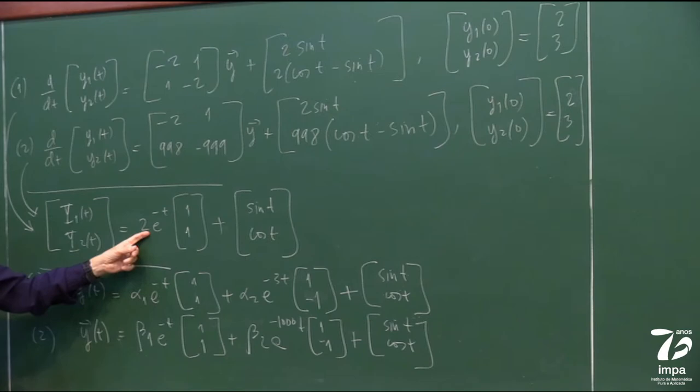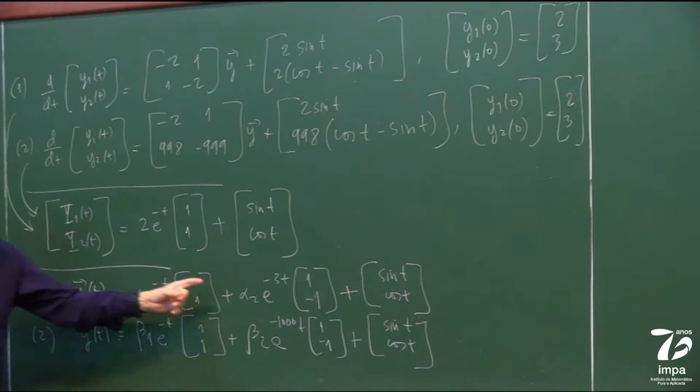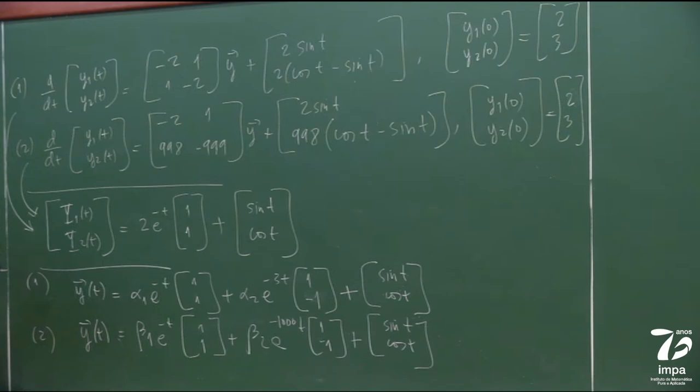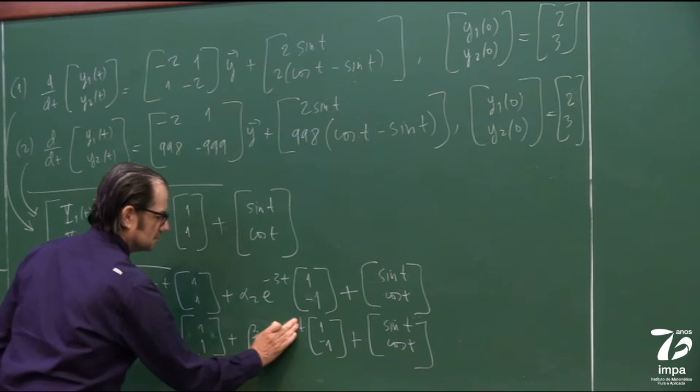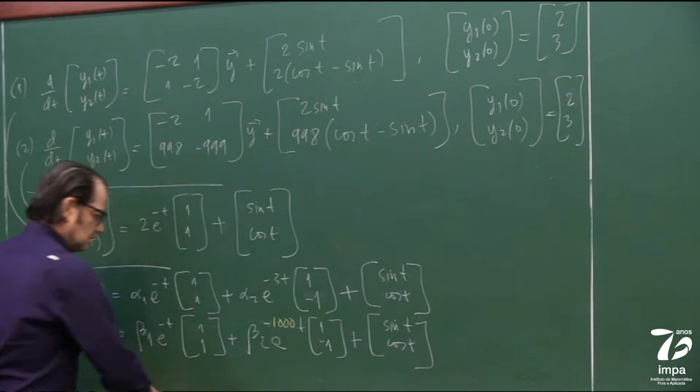Alpha 1 is equal to beta 1, which is equal to 2. Alpha 2 is equal to beta 2, which is equal to 0. It switched off this eigenvector, this mode of the solution, right? Now, where is the headache? And that's what makes the problem stiff, right?